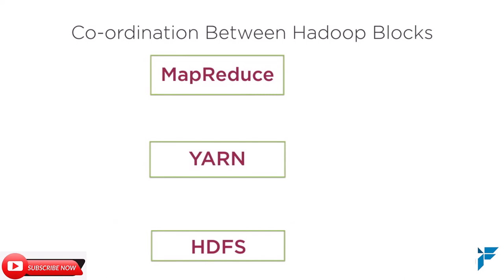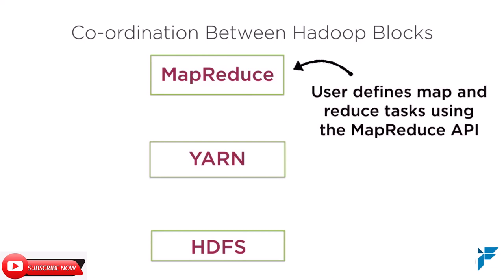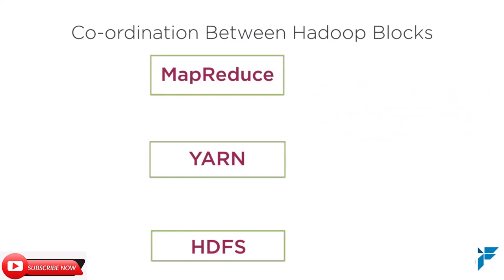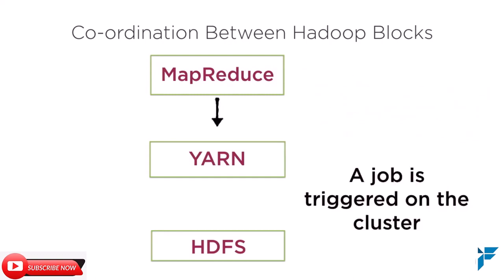The first thing is for you to define map and reduce tasks using the MapReduce API. This is available to work with in Java and also other programming languages. This defines what computation you want to perform on the data. MapReduce programs are packaged into jobs, and the Hadoop cluster deals with jobs as a whole. A job is triggered on the cluster using Yarn.